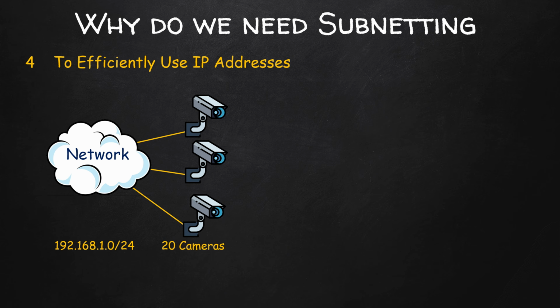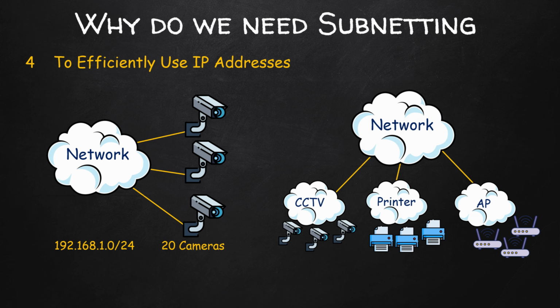So what can we do here? Here we can do subnetting to resolve this issue. Your Class C IP address, which is 192.168.1.0/24, you can divide into multiple subnetworks, and one subnetwork you can use to connect your CCTV cameras. The total number of cameras is just 20 only. So you can create one subnetwork for these 20 cameras. The remaining IP addresses you can use in another subnetwork. For example, you can create a subnetwork only to connect printers, or you can create another subnetwork only to connect access points.